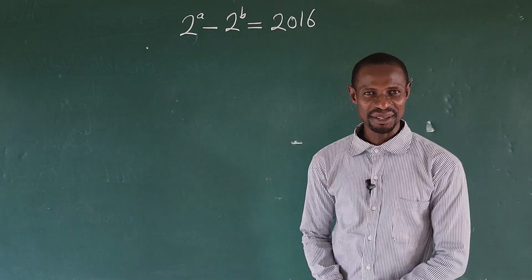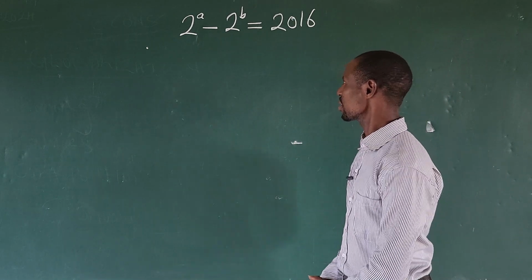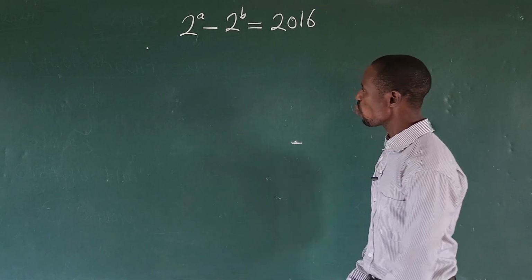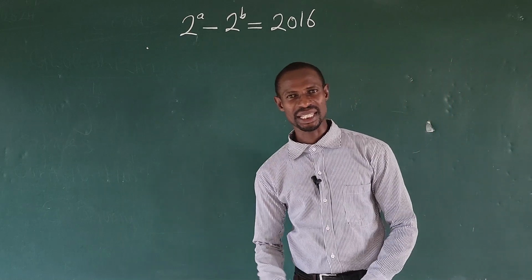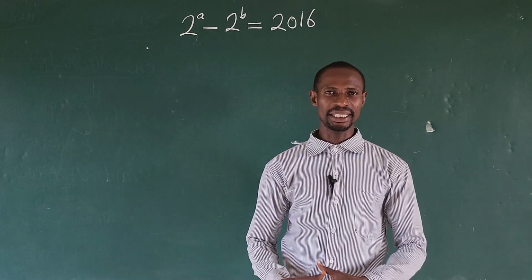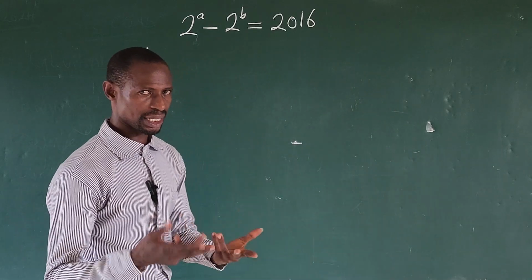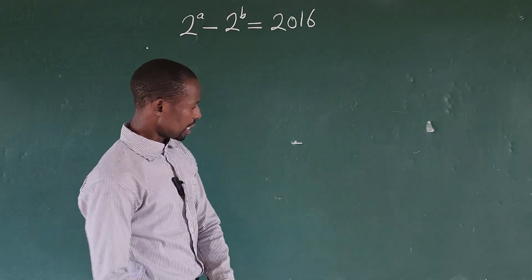Here, look at this question before us. The question is: 2 to the power of a minus 2 to the power of b equals 2016. What is the value of a and b that will satisfy this equation? I've solved a similar challenge on this channel already. But how do we solve this? Let's refresh our memory on this. So let's take our solution.